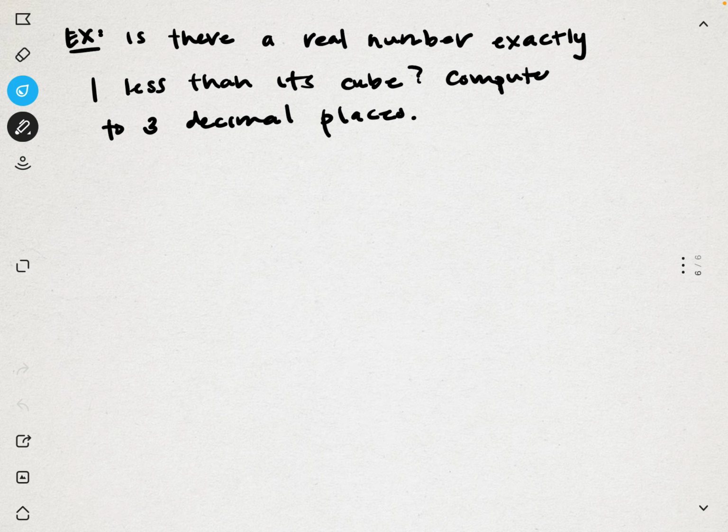Okay, so let's apply that idea here. It says, is there a real number exactly 1 less than its cube? Compute to 3 decimal places. So let's say n is the number, and then the cube is going to be the number cubed minus 1. So we're trying to find if there's a number n such that n equals n cubed minus 1.